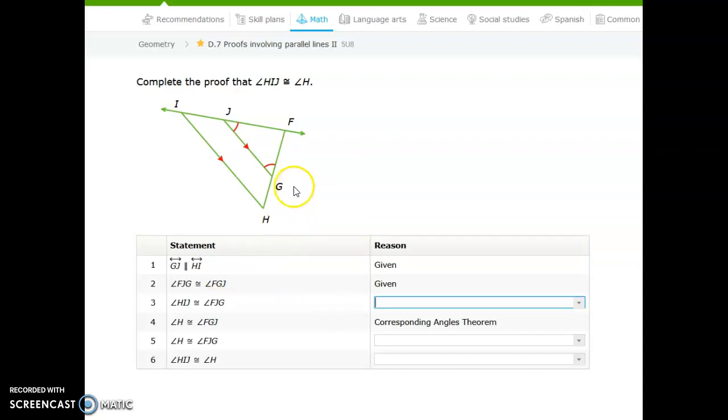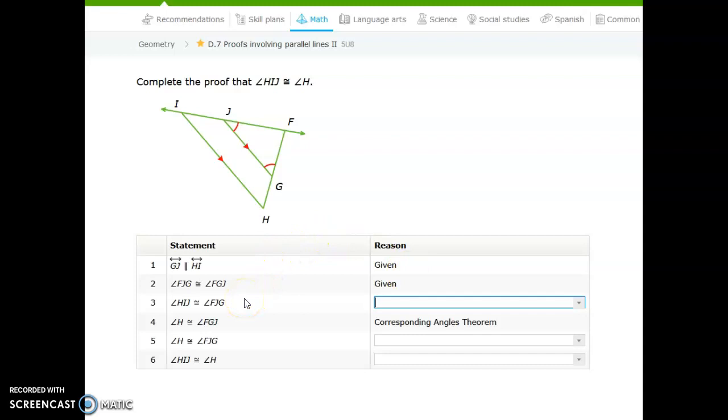First line says GJ is parallel to HI. Okay, and we just noticed this from the figure. This was given to us with those red triangles, so the reason is given. The next line says angle FJG is congruent to angle FGJ. Yeah, we noticed that too in the figure with the red lines right here, so that's given as well. Okay, so let's take a look at the next line.